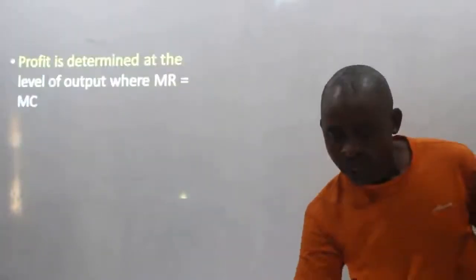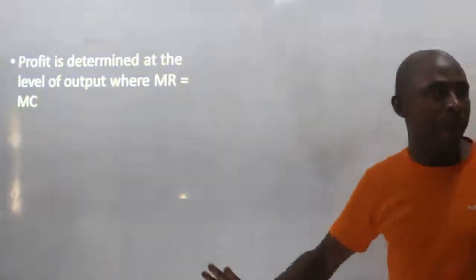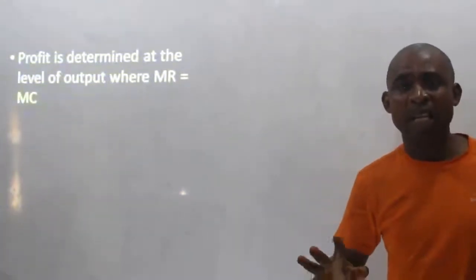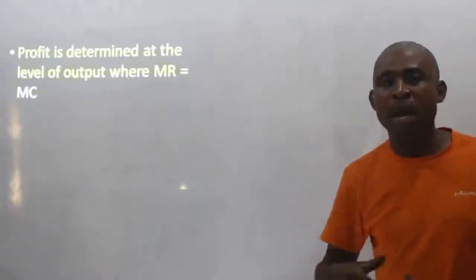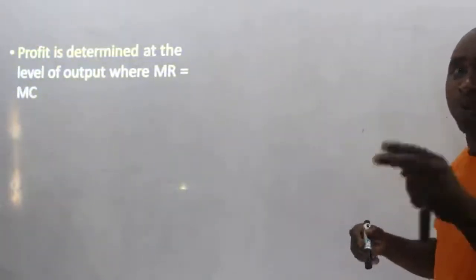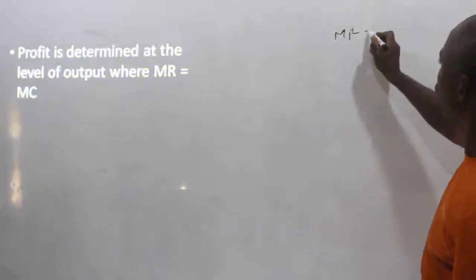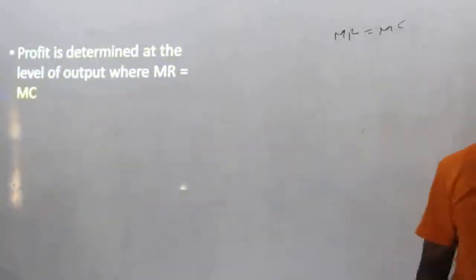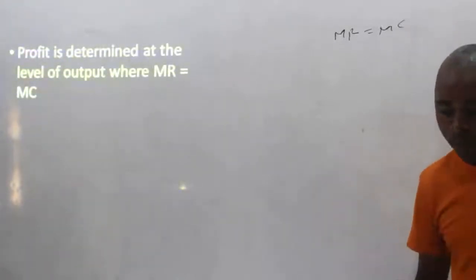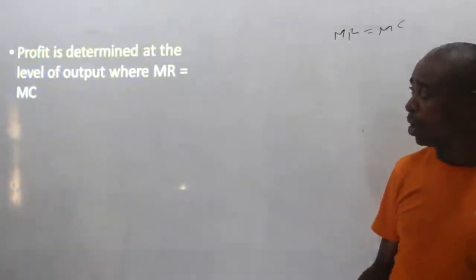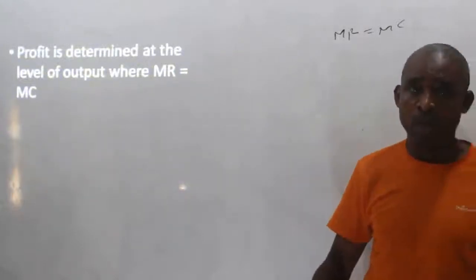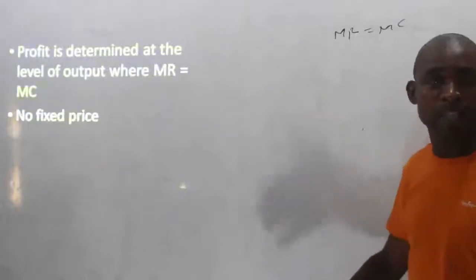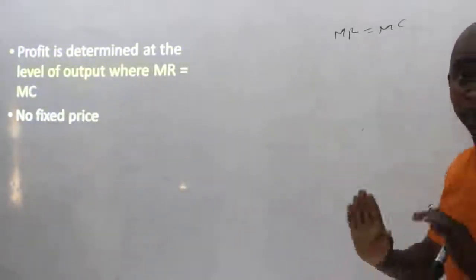Now, the next thing is this firm maximizes profit where marginal revenue equals marginal cost. That is where the firm maximizes profit. Like we did in perfect competition, the same thing we're going to do in monopoly. When we get there, I will show you. Now, there is no fixed price in this market. I have drawn it already. The price is not fixed.